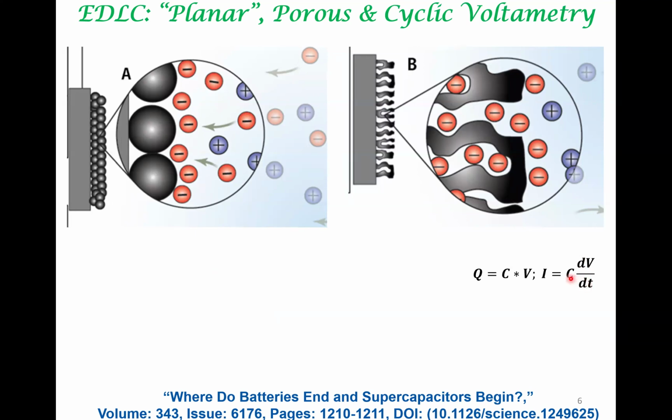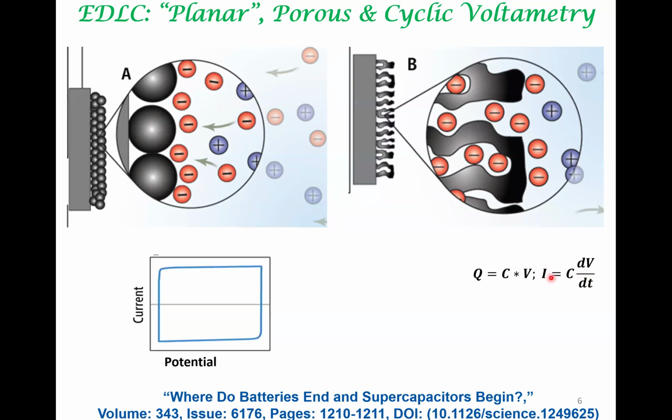If this is a constant, this is a constant, so I would be a constant. So this is what you would have, right? So at a particular scan rate, as the potential is getting changed, you would have a current corresponding to this quantity. So this is a signature of a capacitor. This rectangular schematic behavior is a signature of a capacitor.